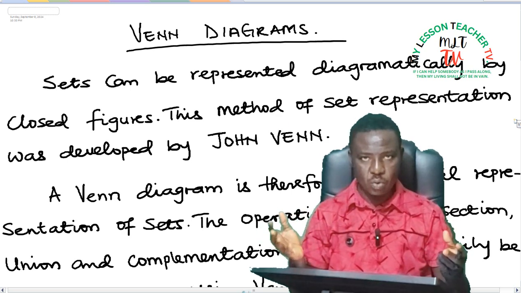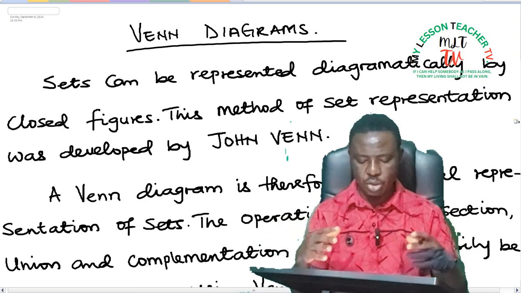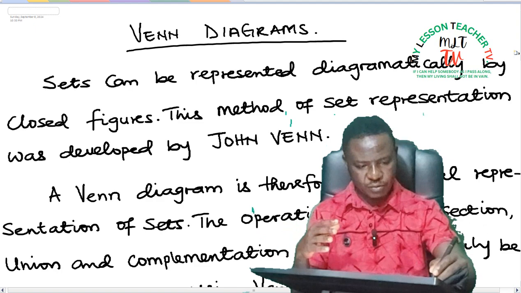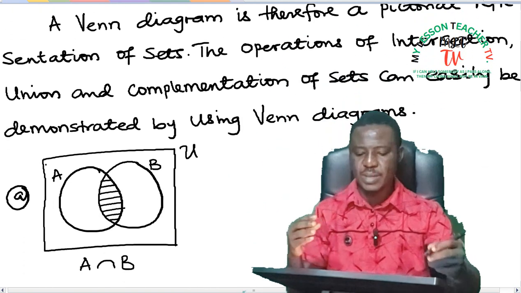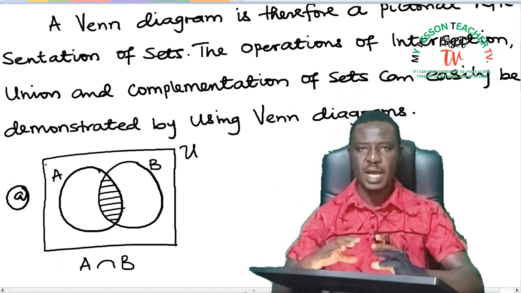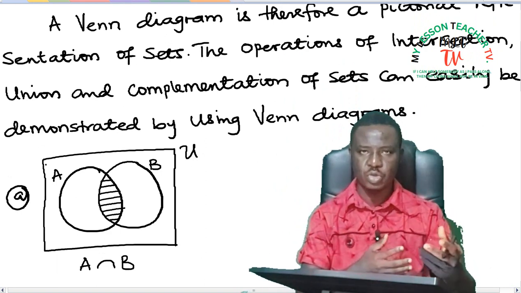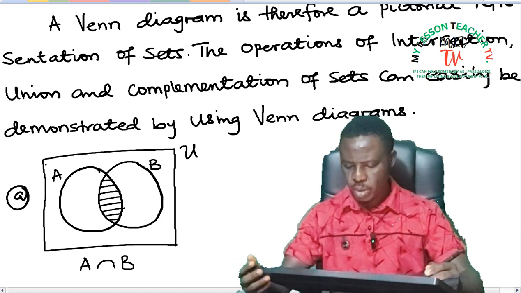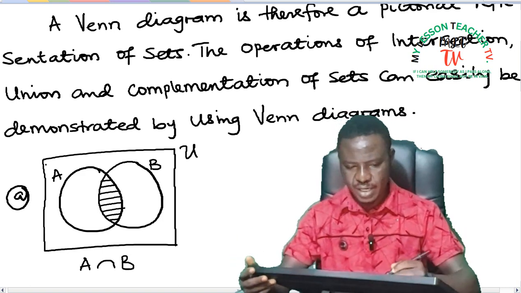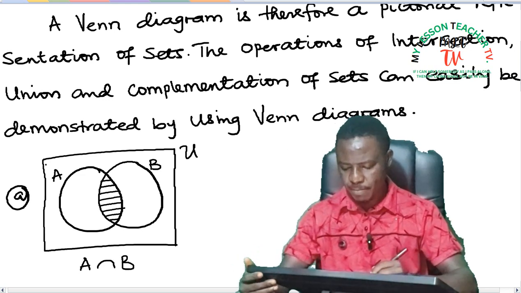And what is the importance, or what are the uses of it? The operations of intersection, union, and complement of sets can easily be demonstrated by the use of a Venn diagram. So a Venn diagram is used in carrying out some of these operations, which we shall be looking at today. So this is an example of a Venn diagram, which we said is a pictorial representation of sets.